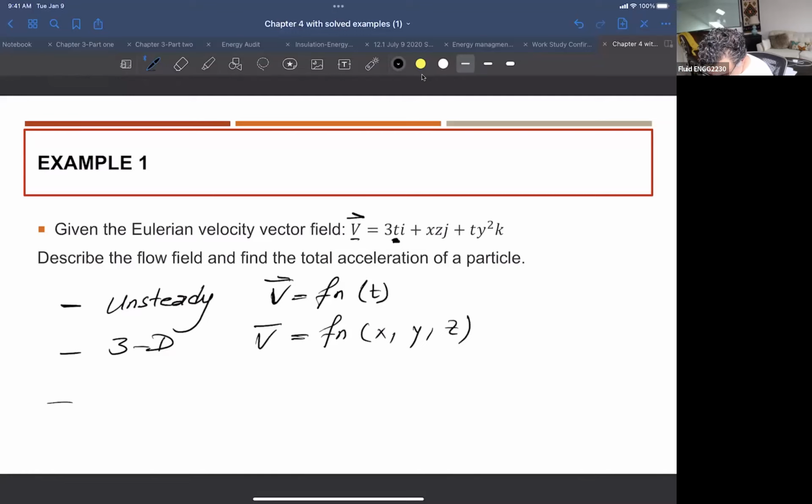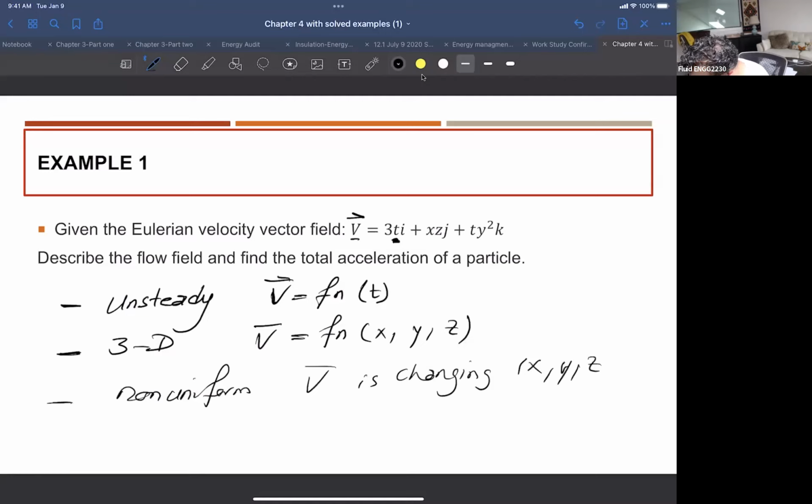Can I say uniform or non-uniform here? Is it uniform or non-uniform? Non-uniform. Why? Because the velocity is changing. The velocity is not the same everywhere, right? The velocity is changing. It doesn't have to be X, Y, and Z. It could be just one of them.